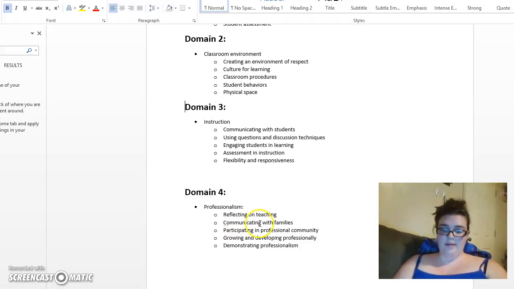Also, communicating with families, that's a major thing because sometimes the families are your biggest allies, and you need to have those families on your side, or you're not going to be able to get across to that student, and you're going to have a terrible year.